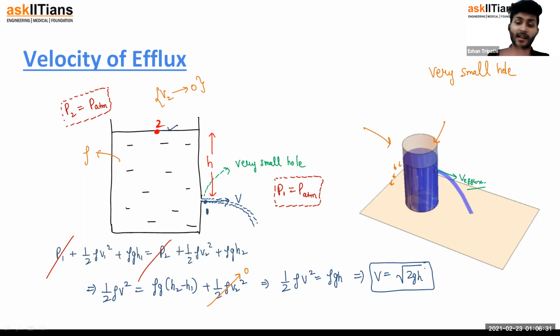So if there's a small hole at a depth h, you can imagine the deeper the hole is made, the more the value of h, more is going to be the value of v, isn't it? You make a hole at the top, water is going to come out slower, but the deeper hole you make, more pressure difference, faster it's going to come out. So that's what velocity of efflux is.